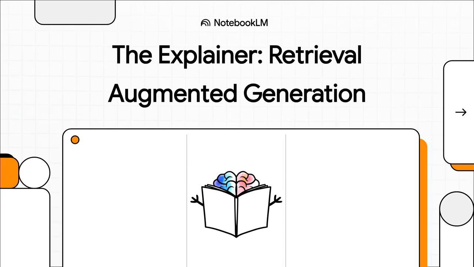All right, today we're going to tackle a really powerful AI technique that's quietly changing how companies get real value out of their own private data. It's called Retrieval Augmented Generation, but you're almost always just going to hear it called RAG.